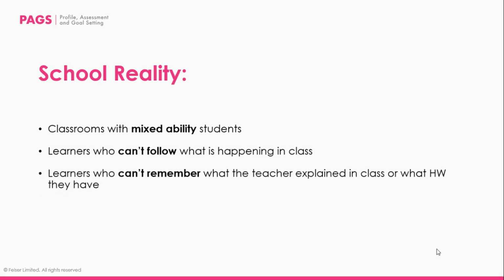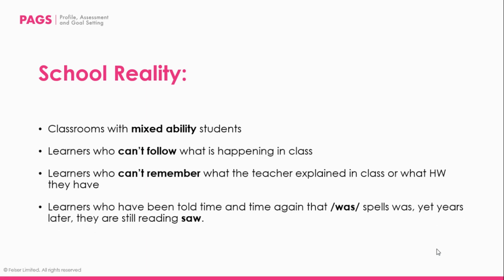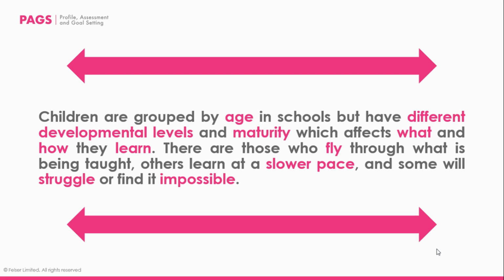We wouldn't have learners who can't remember what the teacher explained or what homework they have, or learners who have been told time and time again that WAS spells was, yet years later they are still reading it as saw. So I think it's fair to say that although children are grouped by age in schools, they do have different developmental levels and maturity which will affect what and how they learn. There are those who will fly through what is being taught, others who will learn at a slower pace, and some who will struggle or find it downright impossible.